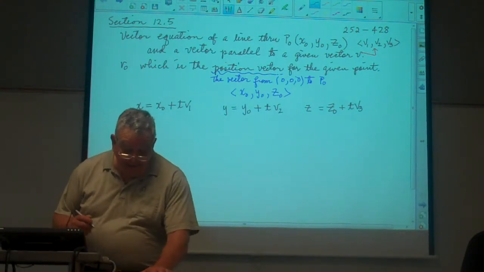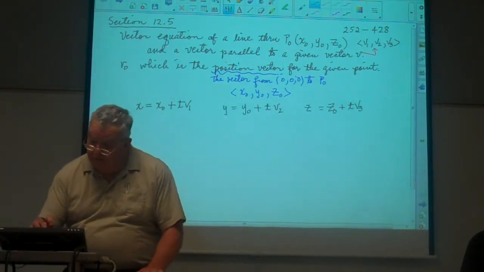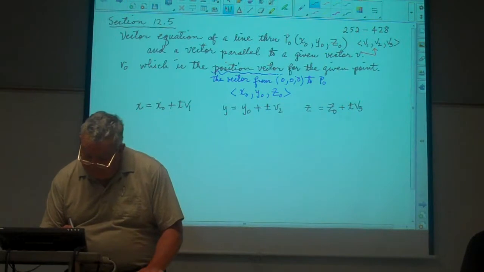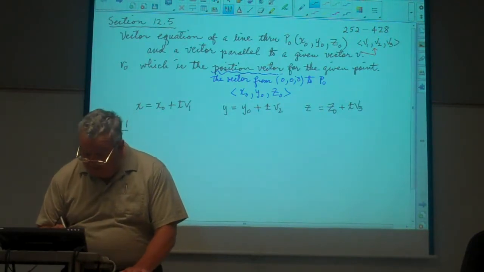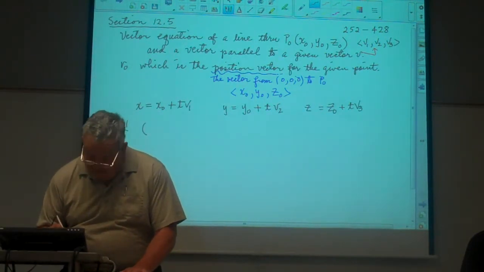So, time for an example. Page 707. And this is parametric equations of a line through.